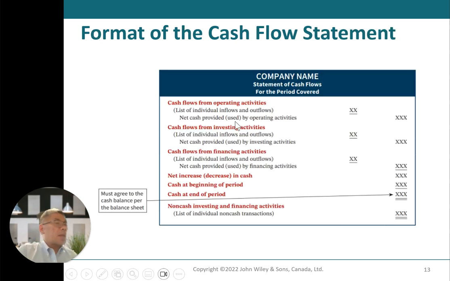This is an example of the format of the cash flow. Okay, for the current period, cash flow from operating activities, this is the one, inflows and outflows. Cash flow from investing activities, this is the one. Cash flow from financing activities, this is the one. You get a net increase or net decrease in cash, cash at the beginning of the period, and then cash at the end of the period, and then you have the non-cash financing activities here, the detail.